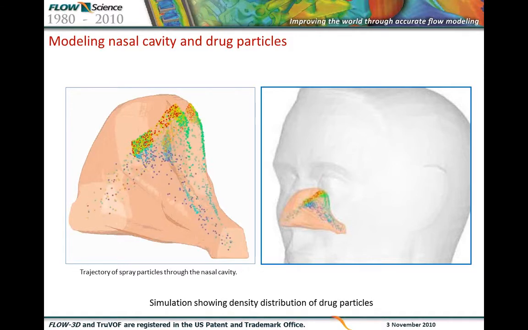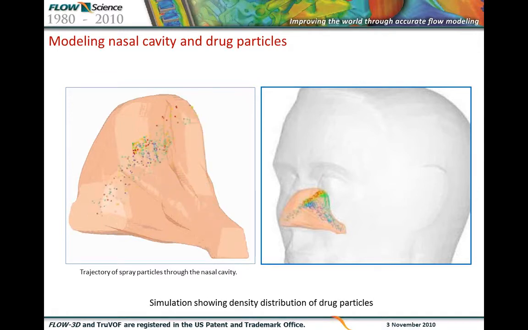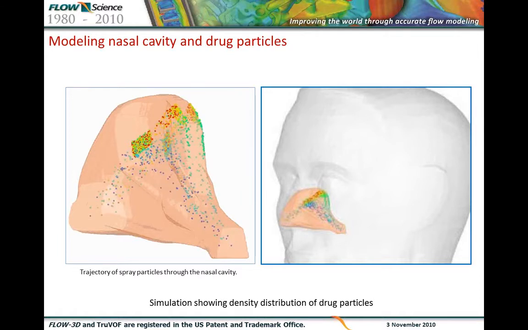To model this, Flow3D used its particle fluid coupling model. A time-dependent mass momentum source is used to release the spray with particles. One feature that makes modeling design variations really easy is Flow3D's meshing technique. For instance, in this case, any variation in the nasal cavity can be imported into the same mesh and the simulation can be rerun.